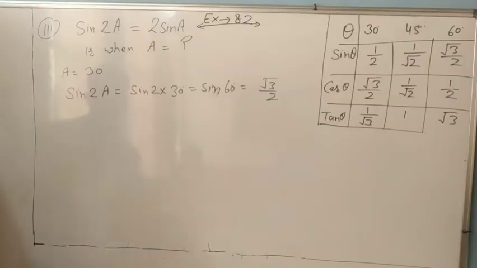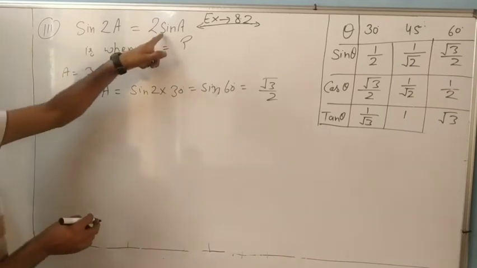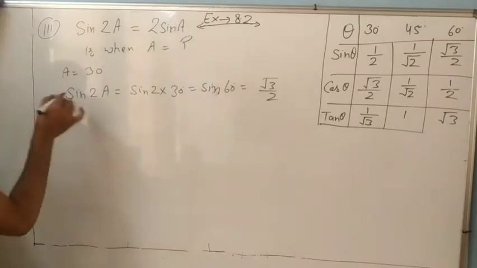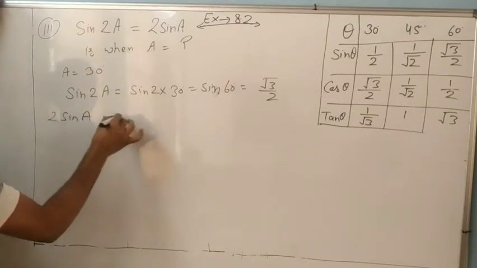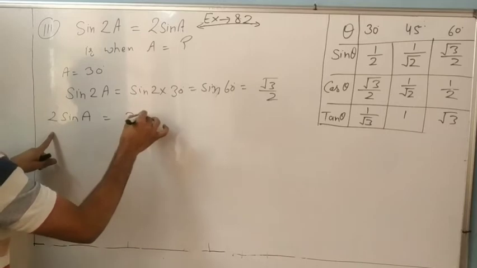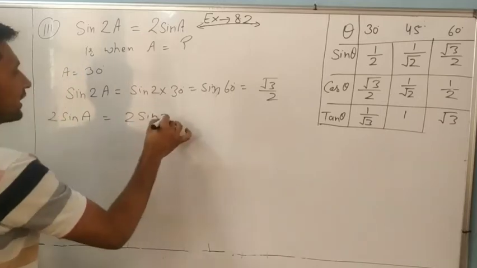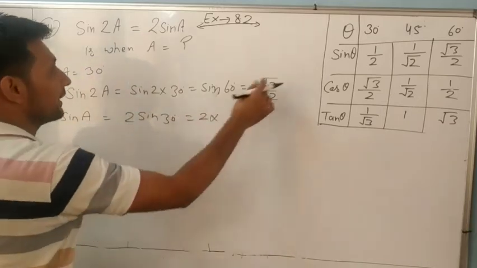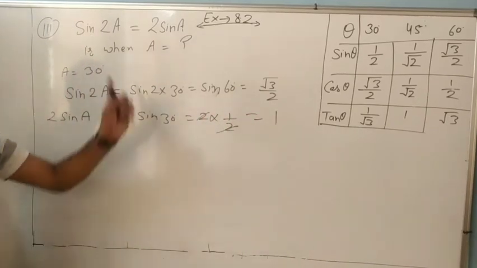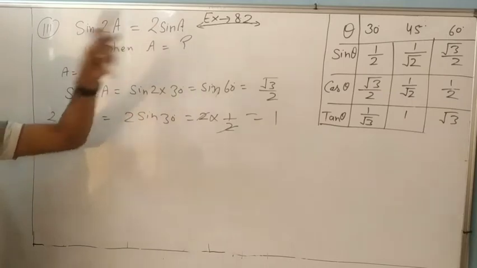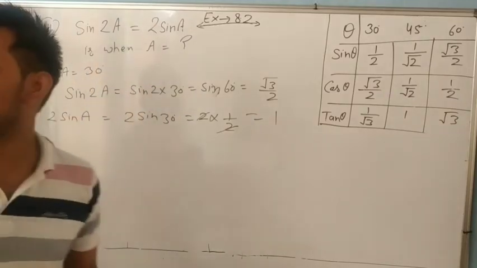Okay dear. Now look at the right side, 2 sin A. Now we will find the value of 2 sin A. 2 into sin 30. So 2 multiply 1 upon 2, the 2s cancel. Are they equal? No. So it means when A is 30 they are not equal. Now we will take one more angle.